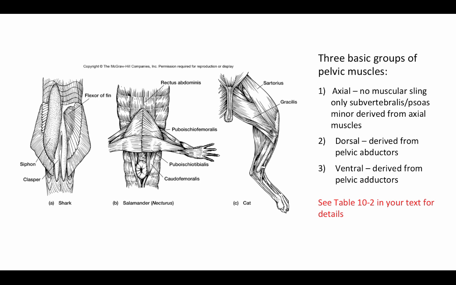Things are a little bit simpler in the pelvic musculature because you don't have that muscular sling lashing the hind limb onto the axial skeleton. There are direct bony connections between the hind limb and the axial skeleton. So we have still an axial component, but no muscular sling. Just a couple of muscles derived from axial musculature, the subvertebralis and the psoas minor are from the axial group. And then again, the dorsal group derived from pelvic abductors in more or less a simple way, except for the fact that in mammals you get, again, this rotation of the limbs.